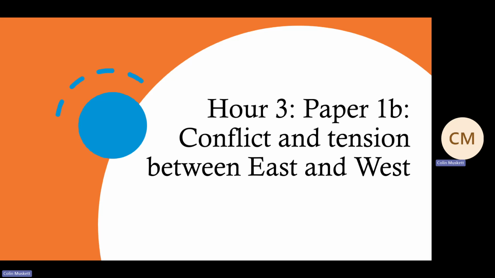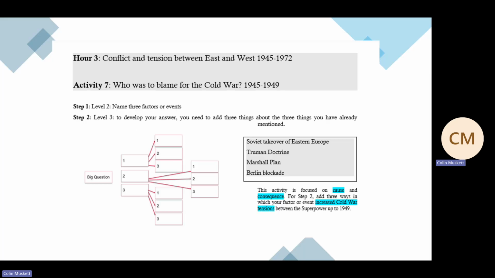Okay, folks, for the last 25 minutes or so, we're going to move on. We're moving into looking at conflicts and tension between East and West. Now, there's a little activity you can have a go at in your own time here for the origins of the Cold War. I think it's important to revisit that. How did the Cold War come about?